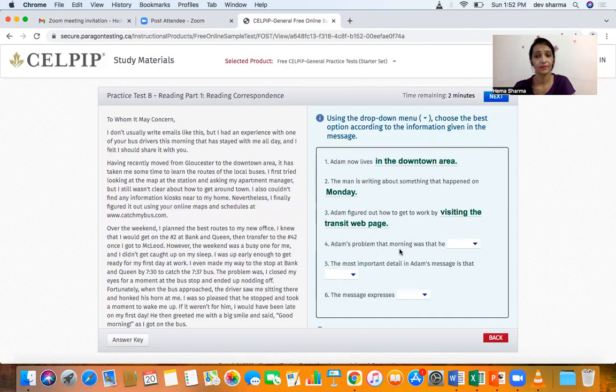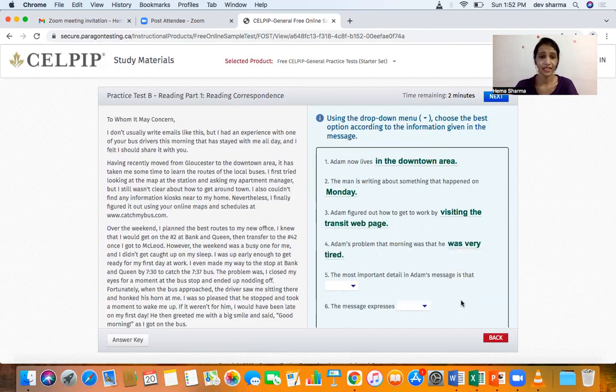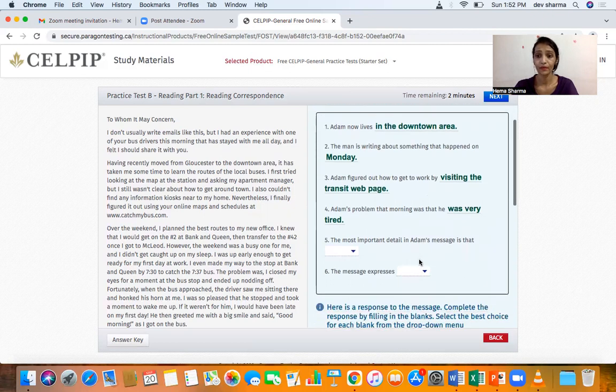Number 4, Adam's problem that morning was that he didn't wake up on time. No, he was early. Was late for work? No. Missed the bus? No. Was very tired. He is saying that he was feeling very dizzy and sleepy. That means it's not written that he was tired, but out of all the possible options, you can make out the rest were wrong, and this sounds similar to the ones that he has mentioned. Okay, the same words will not be given in the question. The questions will be slightly twisted, and you need to understand the main idea. You need to understand the main information that was given in the passage.